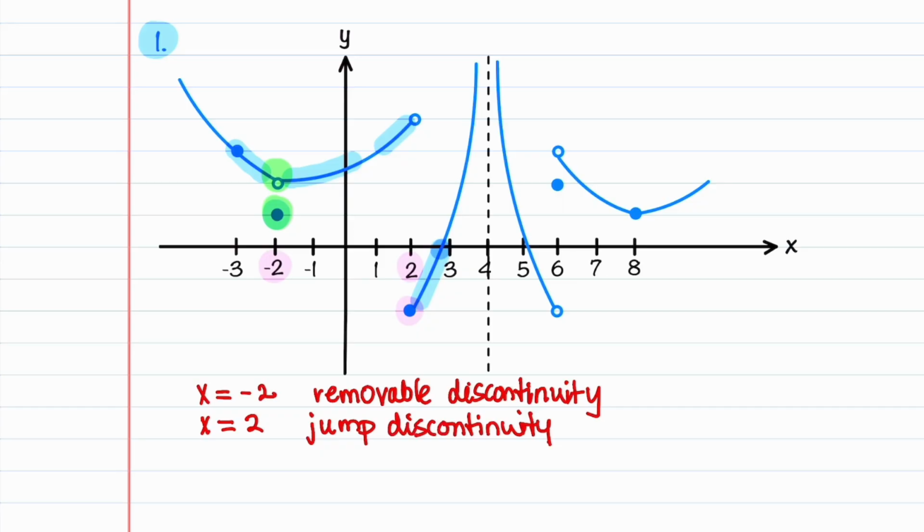Now let's look at what's happening when x is equal to 4. Our function is not defined at x is equal to 4, and our limit from the left is going to infinity, and our limit from the right is going to infinity. So at x is equal to 4, we have what's called an infinite discontinuity.